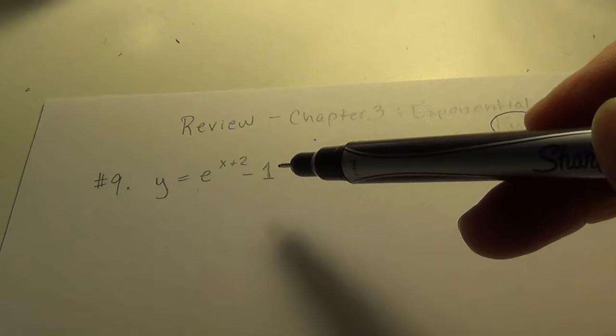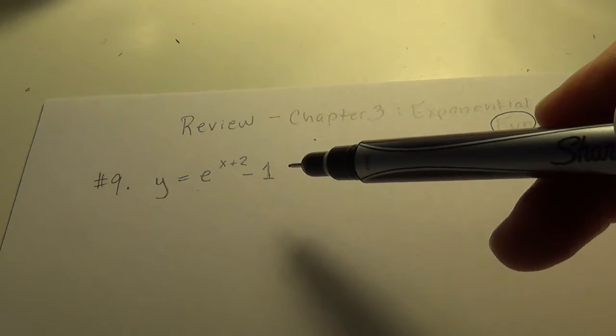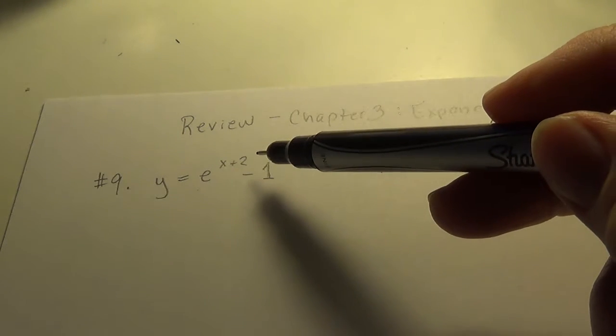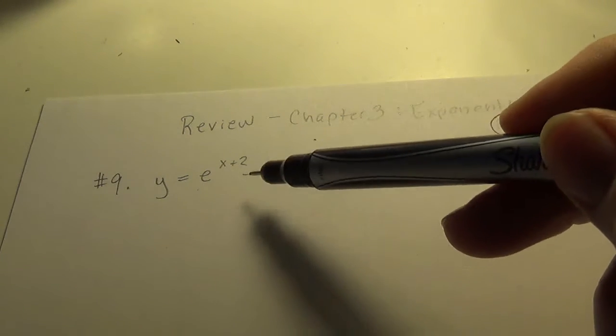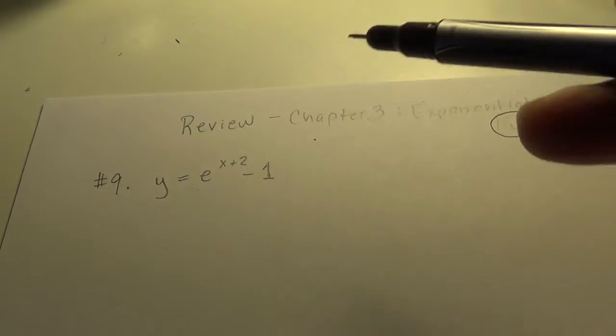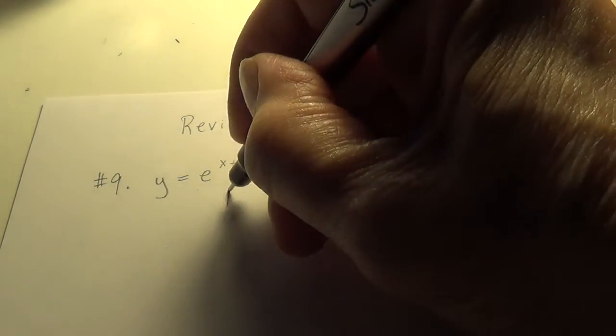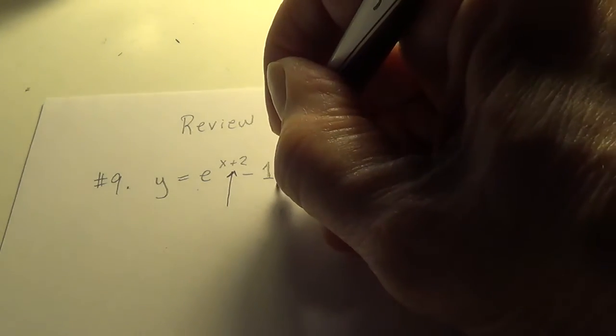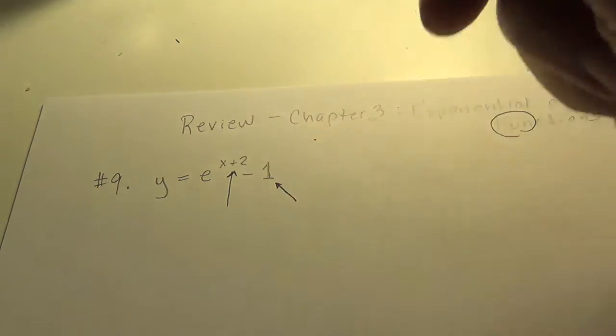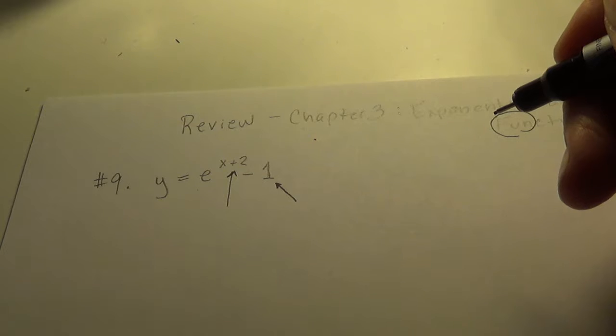The first one is graphing an exponential, and the base is e. We have in the exponent x plus 2 and a minus 1 following the entire function. So you'll recall that this means something. So go ahead and graph it. Turn this off. Turn it on when you've got it graphed, and I want you to look for the domain, the x-intercept, and the asymptotes.